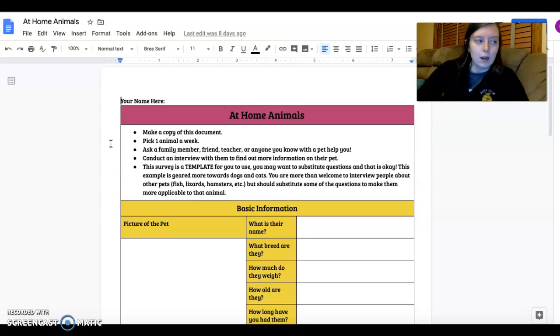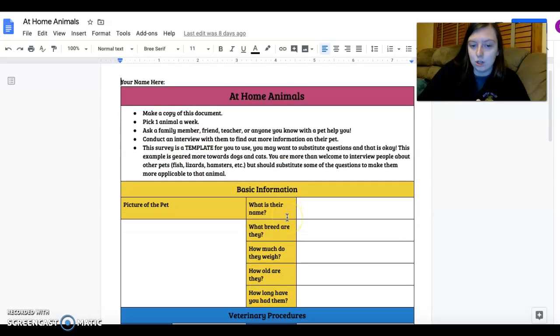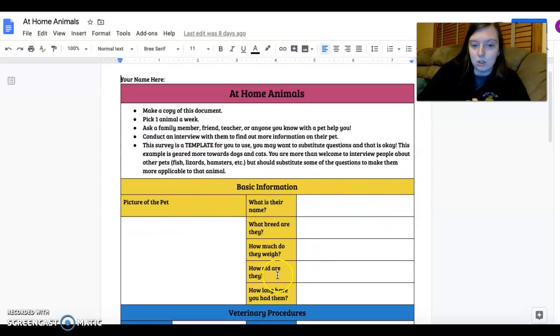If you are running out of animals already, which hopefully you aren't, because that's going to make the next few weeks really hard, you can ask a family member, a friend, a teacher, or anyone you know with a pet to help you out. What you're going to do is conduct an interview with them to find out more information on their pet. And again, this survey is a template, so you can change some of the questions. Just make sure that you have a substantial amount of information and you're not deleting any boxes, etc.